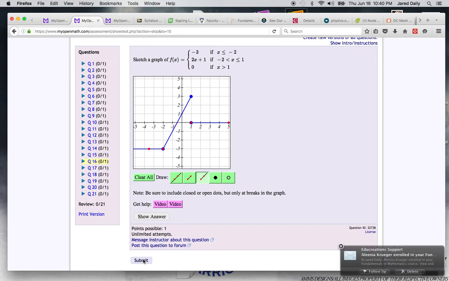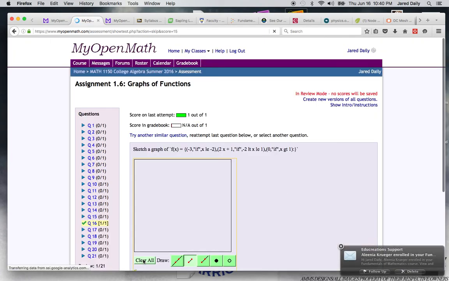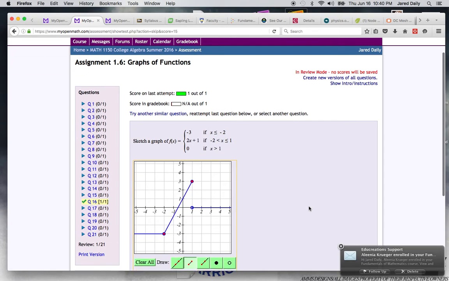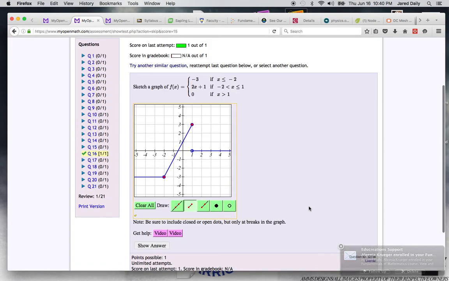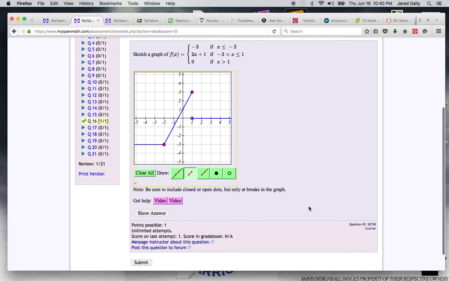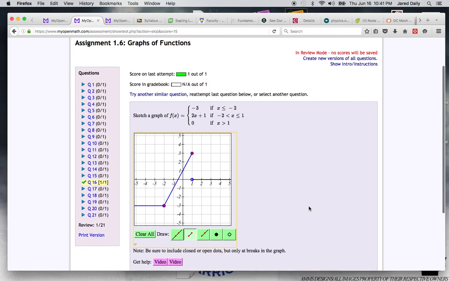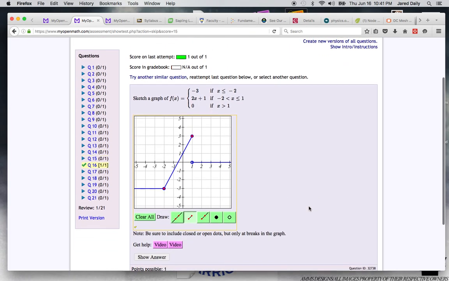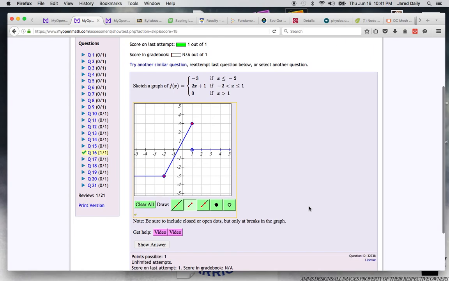Let me go ahead and resubmit that to see if we got it right. So it looks like we did. So we got it right. And that's how that's done.